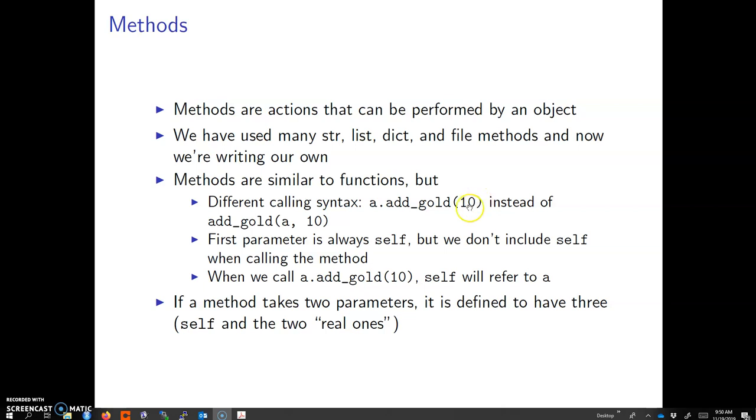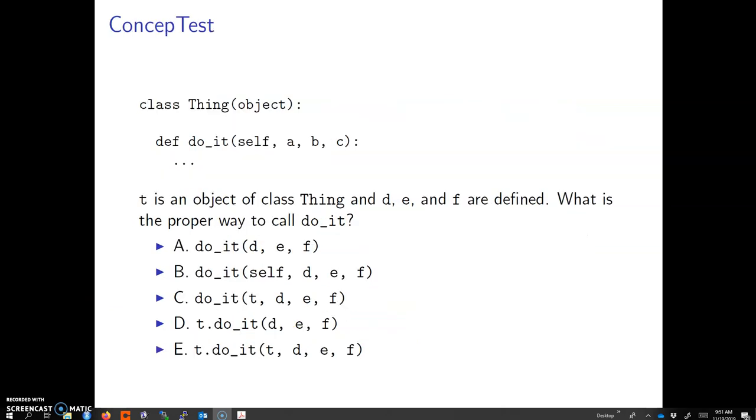Okay, when we call something like this method, add gold applied to A with value 10, self will refer in particular to A. If the method takes, say, two parameters, it is defined to have three, essentially the self and then the two, quote, real ones. So these are defined. How do we call it?